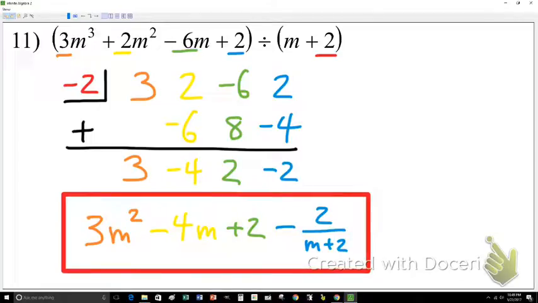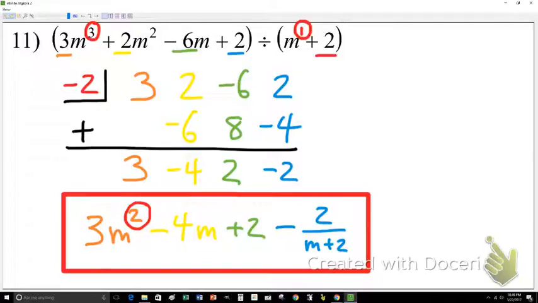Now how did I know I needed to have a degree of 2, or power of 2, on the leading term there? Well, I knew that by taking the degree of the leading term on this polynomial and subtracting from it the degree of the leading term on the binomial. 3 minus 1 is 2, so that's why I put a 2 there.